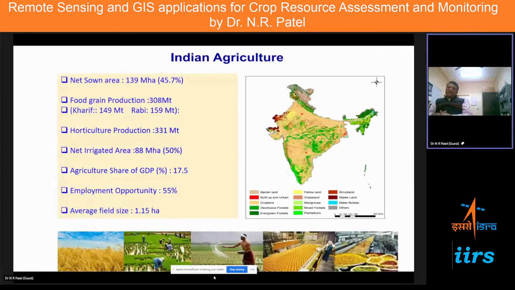So see the status of Indian agriculture. Net sown area is around 139 million hectares, and it supports food grain production, almost 308 million tons in 2021, from agriculture. Kharif around 149 and Rabi 159. At the same time, it also gives bumper horticulture production in fruit and vegetables, around 331 million tons. Over the last 20-30 years, there has been a tremendous increase in the irrigated area.